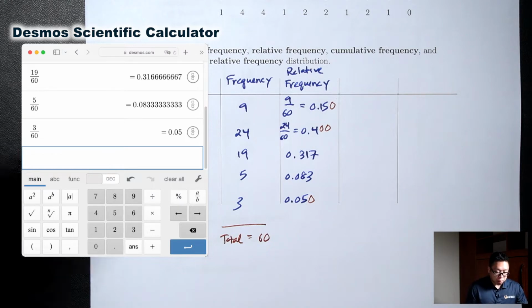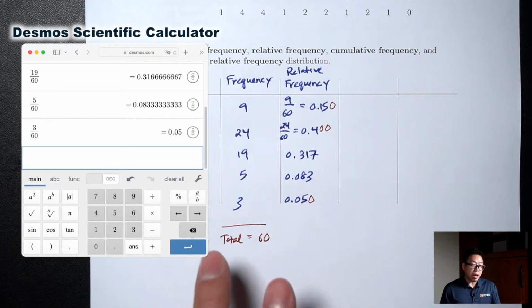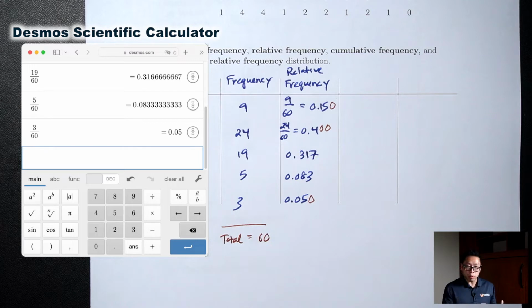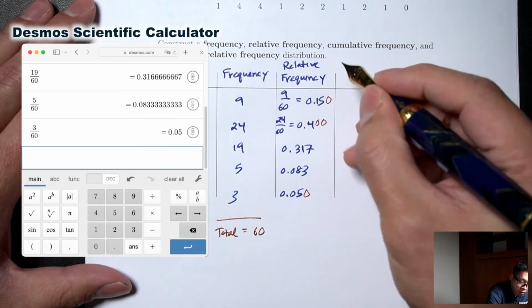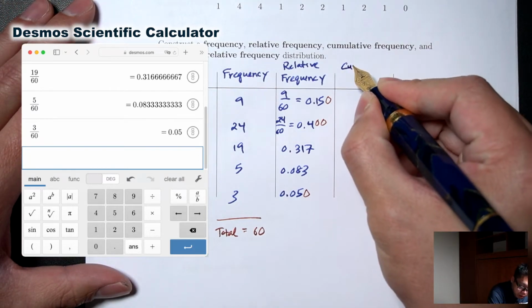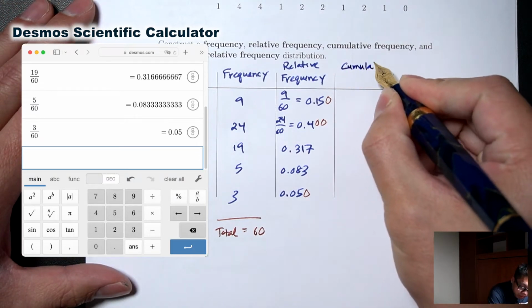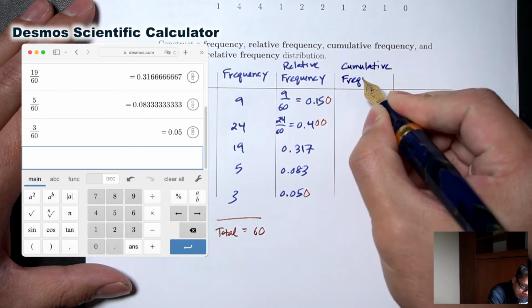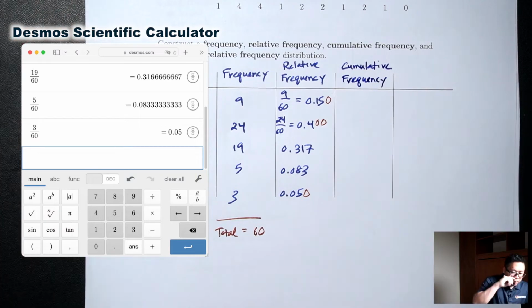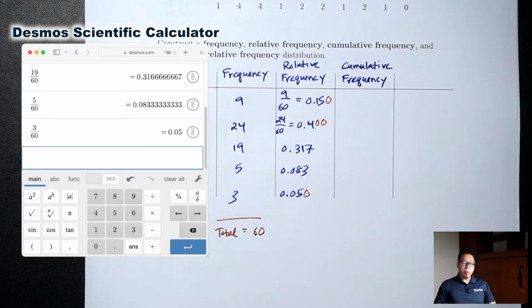The next thing I want to calculate, so we calculate frequency and relative frequency for qualitative data also. Now for quantitative data, there's 2 other things that I can calculate. The first of which is cumulative frequency. And you've heard the word cumulative before.